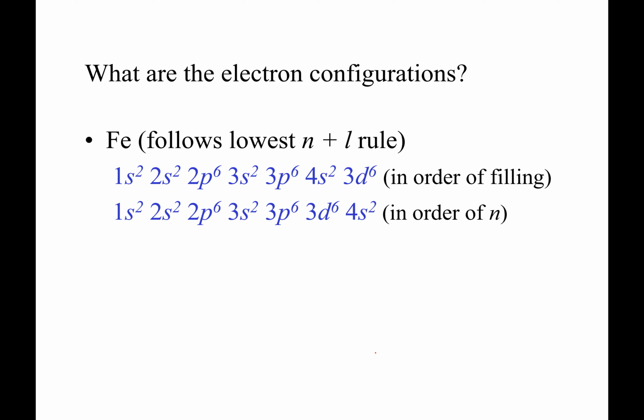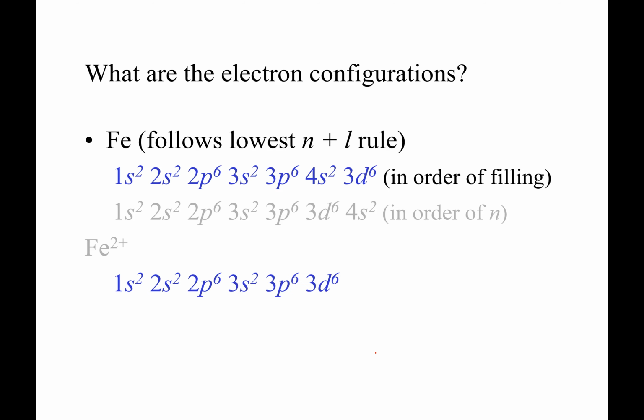Okay. A really common mistake is people don't think of it in terms of what I've been talking about. When iron forms a cation, when it loses electrons, these are the ones that go first. These guys, they don't go first. So the +2 version of the iron cation is simply going to be this minus the 4s2.